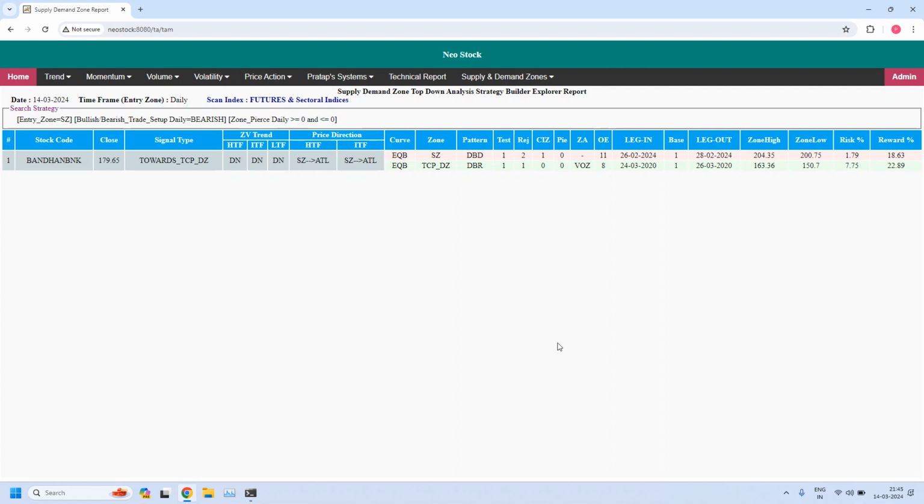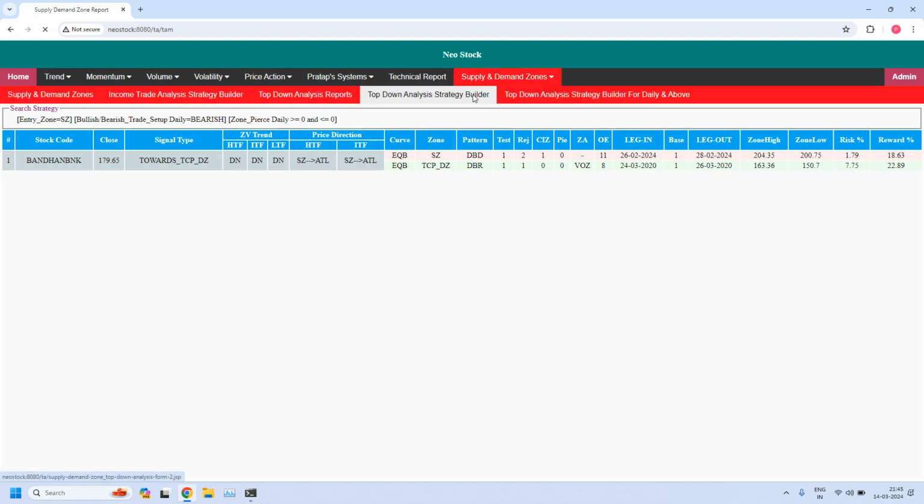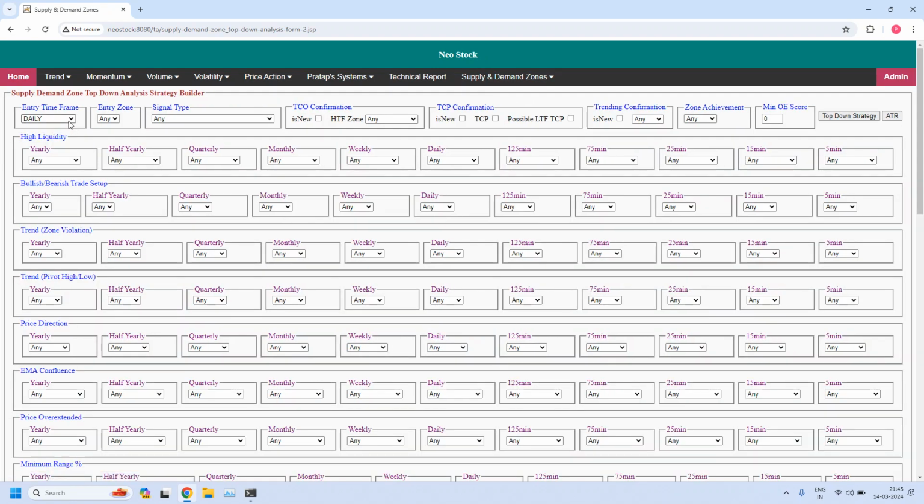Now we will generate bullish trade setup for weekly income trade. So entry time frame should be 75 minutes. For weekly income trade, your LTF time frame, that is entry time frame, should be 75 minutes. And entry zone should be demand zone because it is bullish trade setup. And in bullish or bearish trade setup parameter, this time we are looking into 75 minutes. For 75 minutes, we are setting bullish.